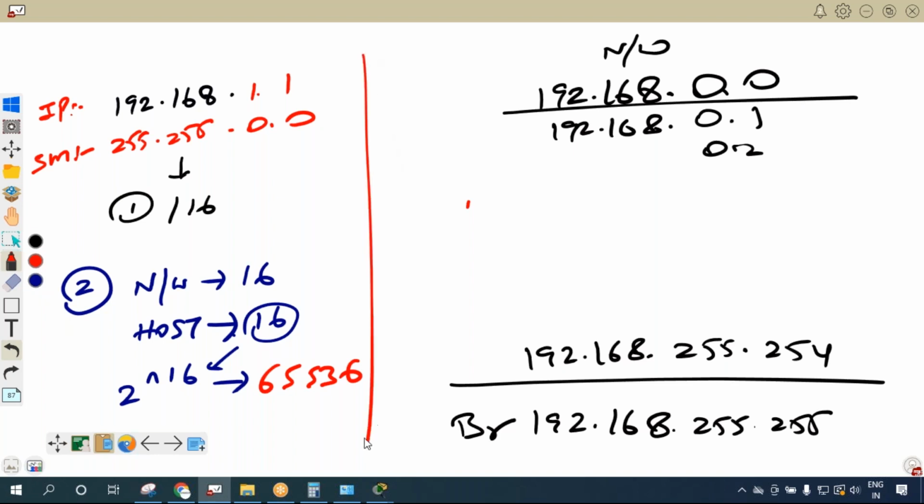Slash 24 is 0 to 255, na. So slash 16 is 0.0 to 255.255. Simple. Are you understanding? Slash 24 is 0 to 255, so slash 16 is 0.0 to 255.255. The logic goes like this.